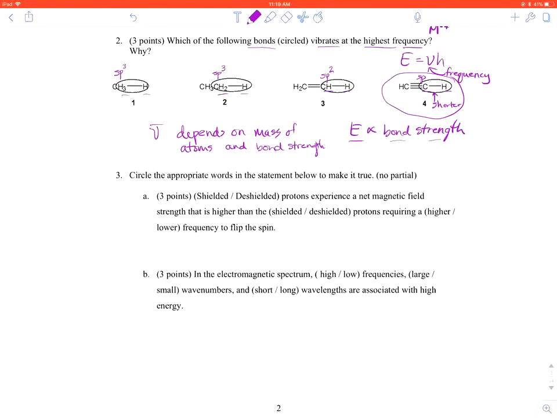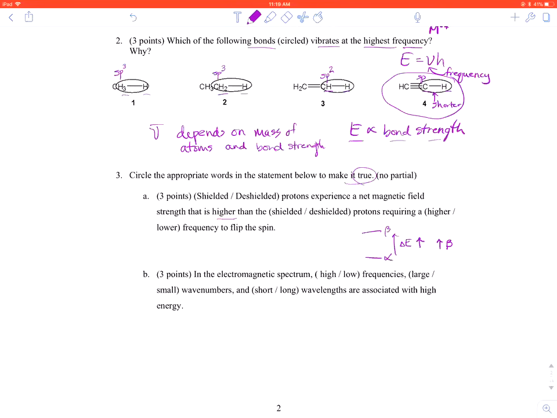Question three, we're making true statements here. Shielded or deshielded protons experience a net magnetic field strength that is higher than shielded or deshielded protons, requiring a higher or lower frequency to flip the spin. So we know that as the magnetic field increases, the energy to flip the spins from the alpha and beta state increases. So the difference in energy here will increase with increasing magnetic field B.